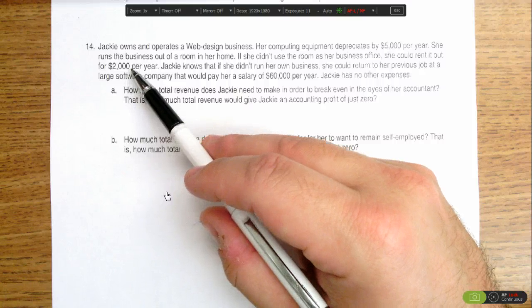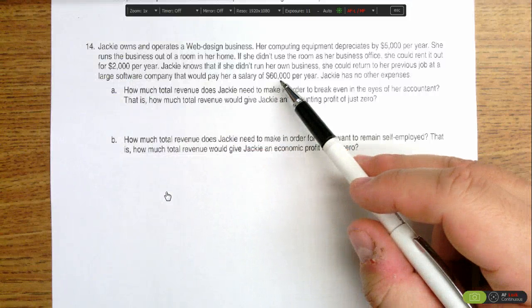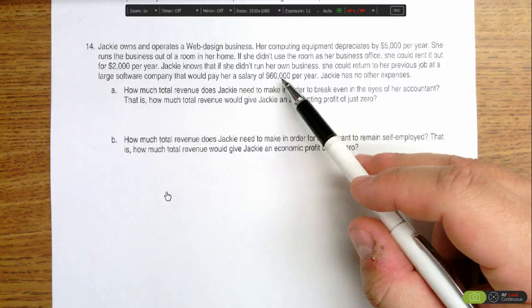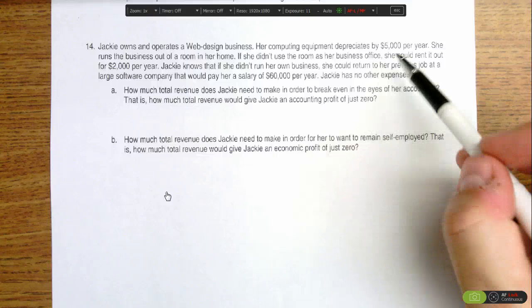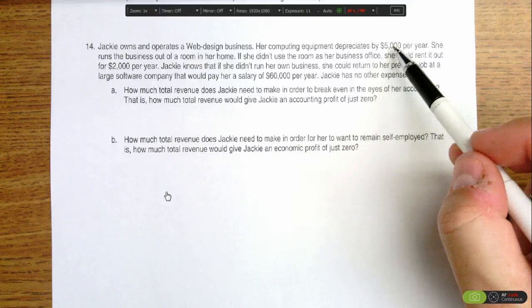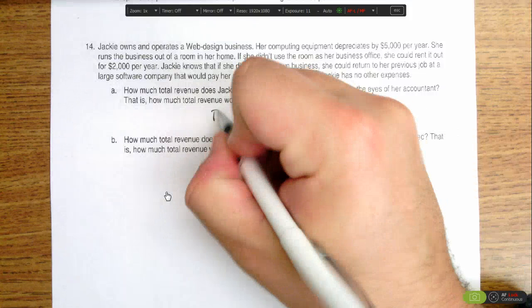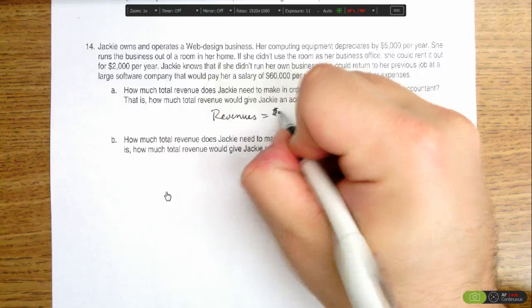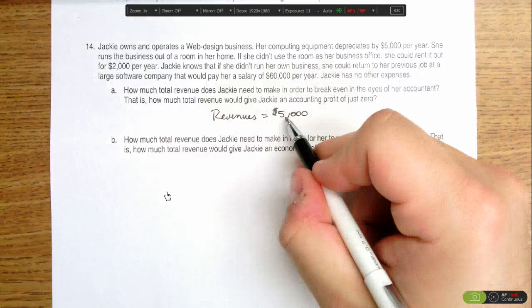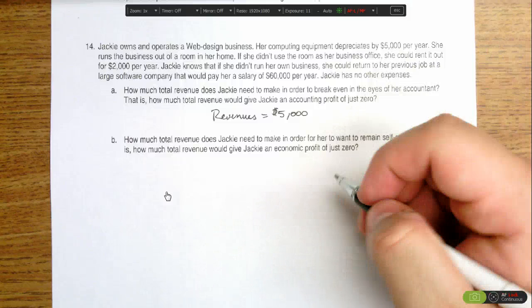So that won't count. And she's giving up a $60,000 a year salary, which is also an implicit cost, not something that she pays directly. And so that won't count as far as accounting profit goes. So the only explicit cost is the $5,000 in depreciation, which means in order to have an accounting profit of 0, then Jackie would need revenues equal to $5,000. Because if we had $5,000 in revenue and subtracted our $5,000 in explicit costs, we would have a profit of 0.